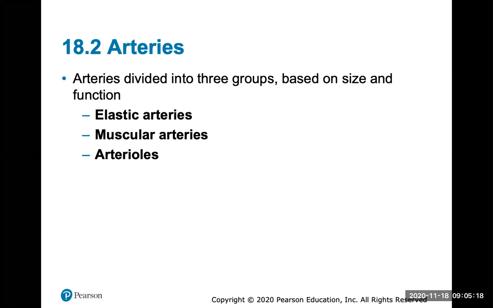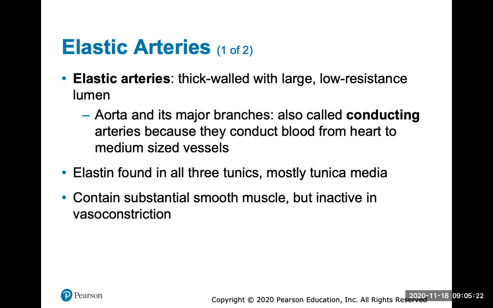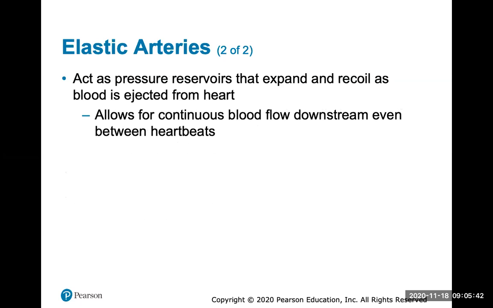So we have three types of arteries: elastic, muscular, and arterioles. Elastic are the thickest walled arteries. This includes your aorta and its major branches. They have elastin fibers found in all three tunics, which will be able to stretch and give way to the pressure that is being provided when blood leaves from the left ventricle. Elastic arteries will act as a pressure reservoir that expands and recoils as blood is ejected from the heart.